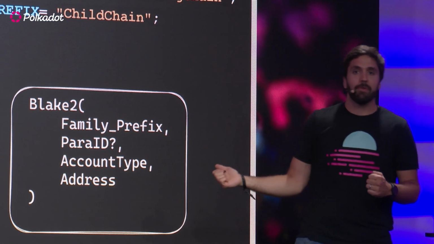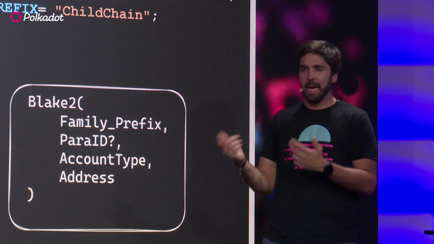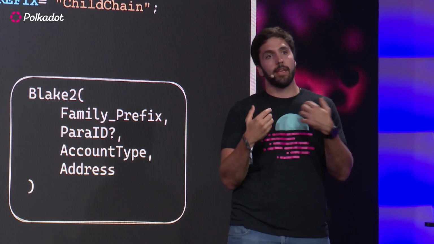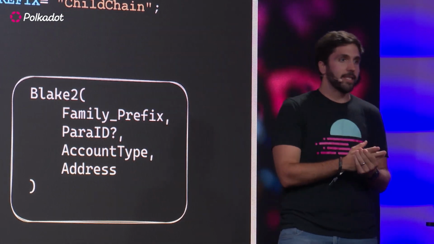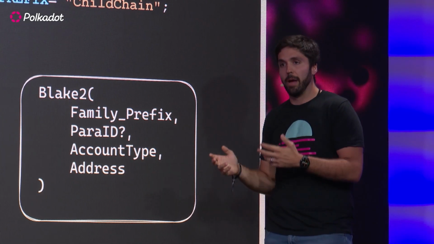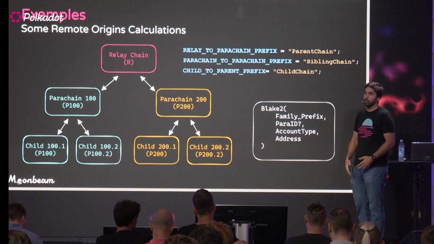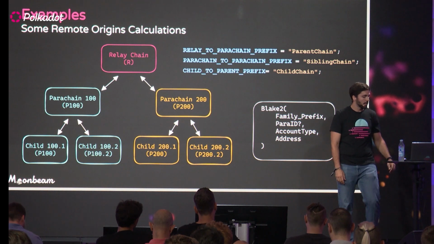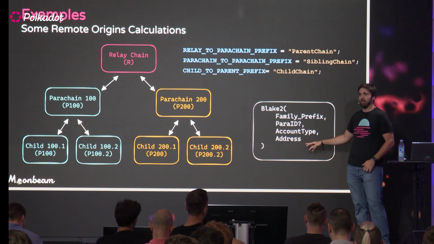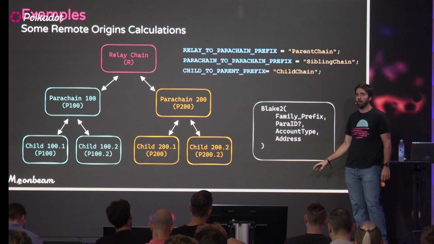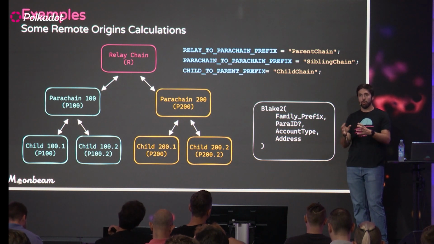The account type, so I mean, Moonbeam is quite unique. I think Mangata is another parachain that is using it. We use Ethereum-style accounts, so we use 20 bytes accounts. And then the other ecosystem parachains use account ID 32, which is another type of accounts. And then the address itself, okay? So these are the main components of how you calculate this new remote origin.